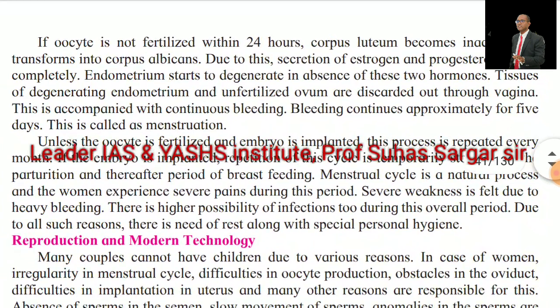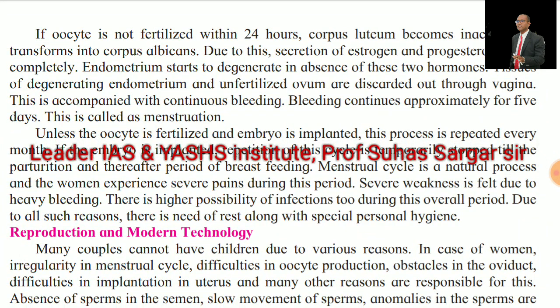If the oocyte is not fertilized within 24 hours, the corpus luteum becomes inactive and is transformed into corpus albicans. Due to this, the secretion of estrogen and progesterone stops completely. The endometrium starts to degenerate in the absence of these two hormones. The tissue of the degenerating endometrium and the unfertilized ovum are discarded out through the vagina. This is accompanied by continuous bleeding. Bleeding continues approximately for 5 days, and this is called menstruation. Unless the oocyte is fertilized and the embryo is implanted, this process is repeated every month.